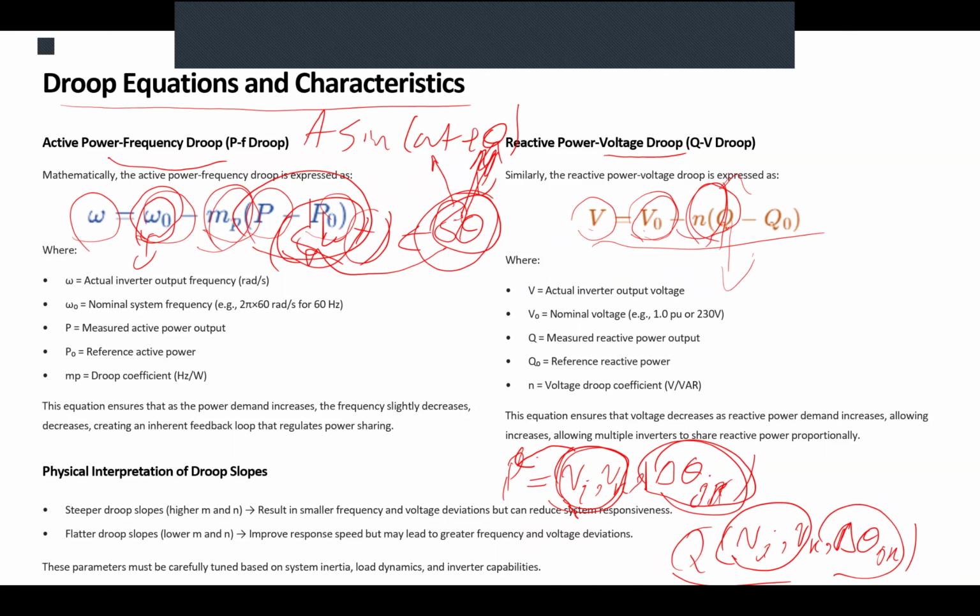So if the slope is steep, that means we have a smaller frequency and voltage deviation. But if the slope is a flat line, that means we improve the response speed, it would act faster, but then the deviation would be bigger.